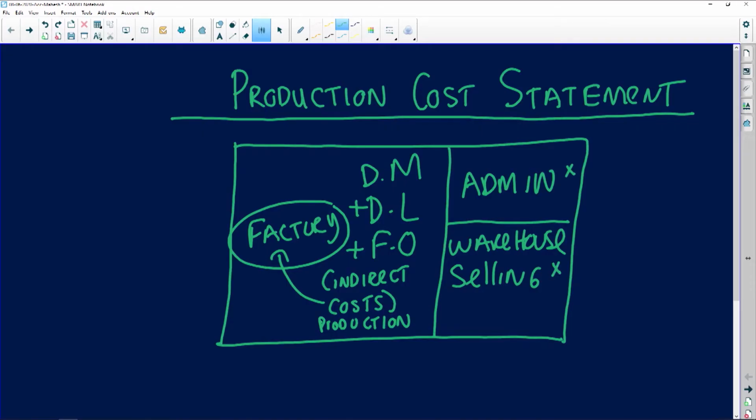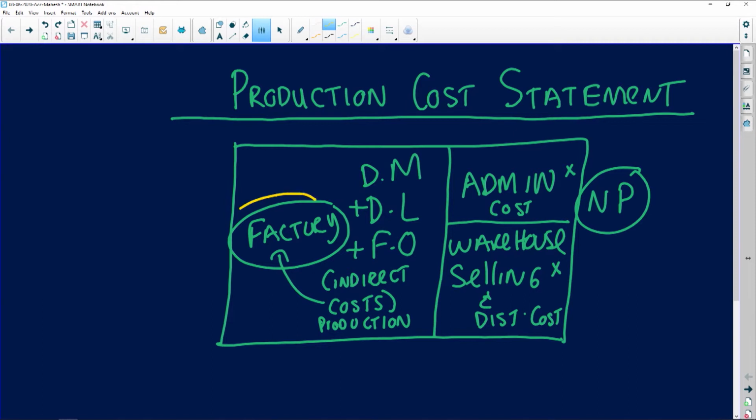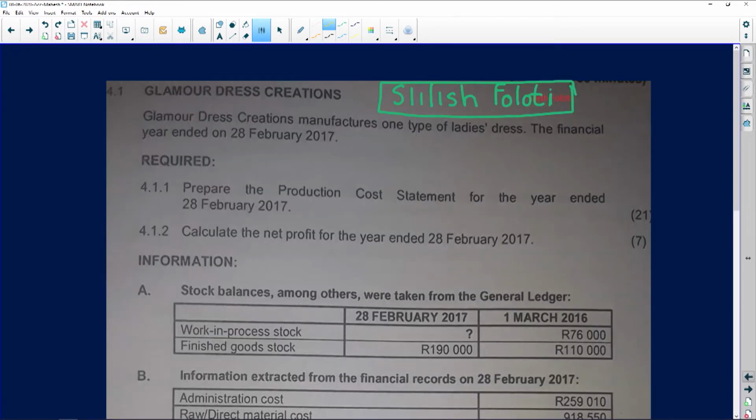Okay, so always guys, whenever you start with a manufacturing question or a production cost question, please remind yourself of this. Okay, now in terms of admin and selling and distribution cost, when we calculate net profit, this is when we take into account our admin expenses for the year, as well as your selling and distribution costs for the year. But remember, when we're calculating the cost of production, we are only concerned about what happens in the actual factory itself.